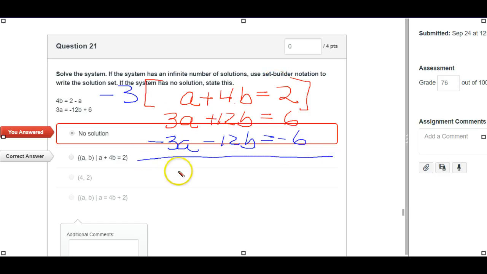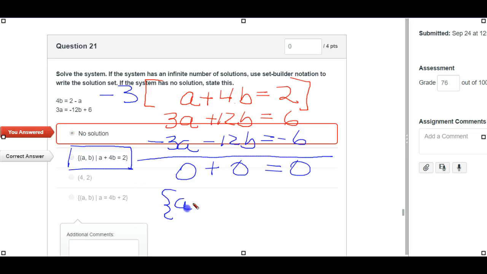And I don't know if you see what's happening. This is 0. This is going to be 0. And this is 0. Well, actually, these equations were the same. So when we have the same set of equations, there is an infinite number of solutions, and we write the answer in set builder notation, which is a comma b is such that, and you could write either of these equations, a plus 4b equals 2. And that's the answer.